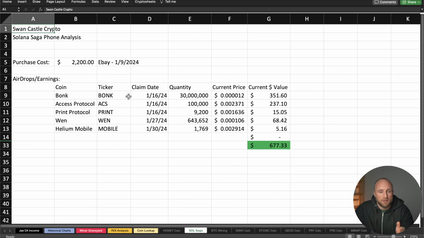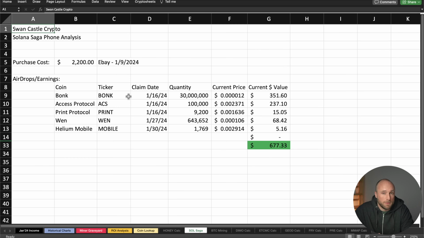Total value of those airdrops, you can see the listing of the different airdrops that I've received so far. We have Bonk, Access Protocol, Print Protocol, Win, which was just available last week to all Phantom Wallet users. And then I signed up for Helium Mobile, which I got for free for the first 30 days with my device. So the total value so far, $677.